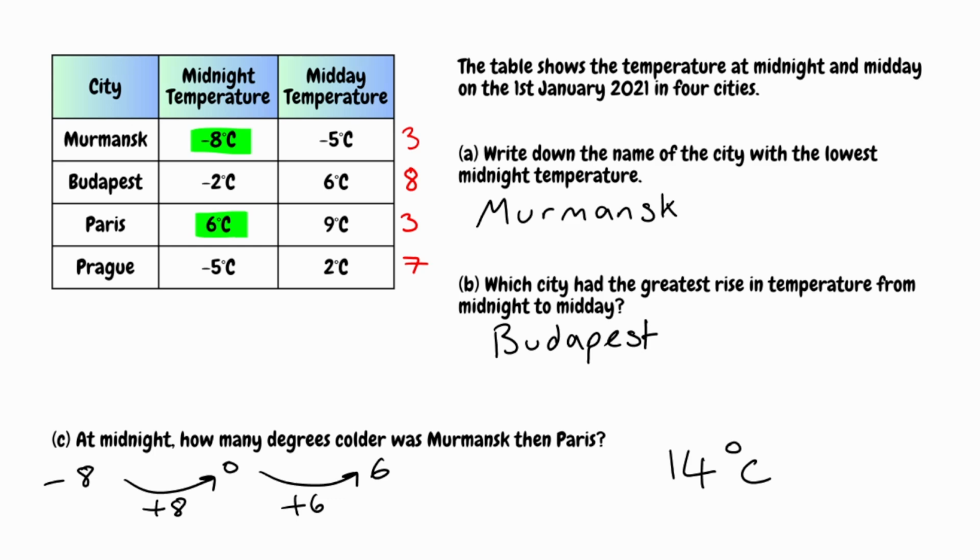Again, to figure out the difference between these two numbers, we could have done just like we did before, where we take the larger number and then take away the smaller number. So the larger number here would have been 6. We're then taking away the smaller number, so we're subtracting -8. So 6 take away -8. We can change those two negatives into a plus. So that's the same as 6 plus 8, which again would give us our answer of 14.